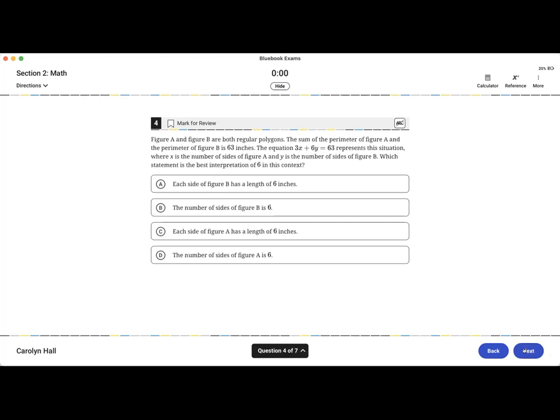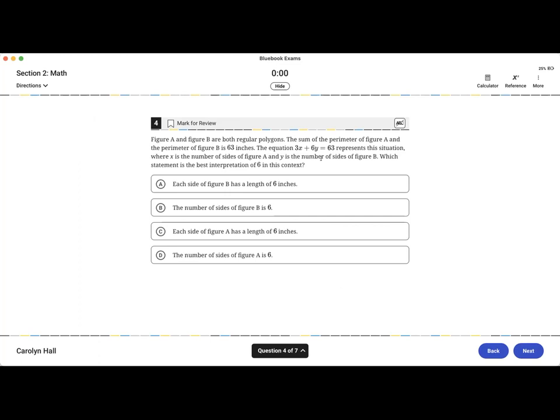Question 4. This one is talking about figure A and figure B are both regular polygons. The sum of the perimeter of figure A and the perimeter of figure B is 63 inches. The equation 3x plus 6y equals 63 represents the situation where x is the number of sides of figure A and y is the number of sides of figure B.